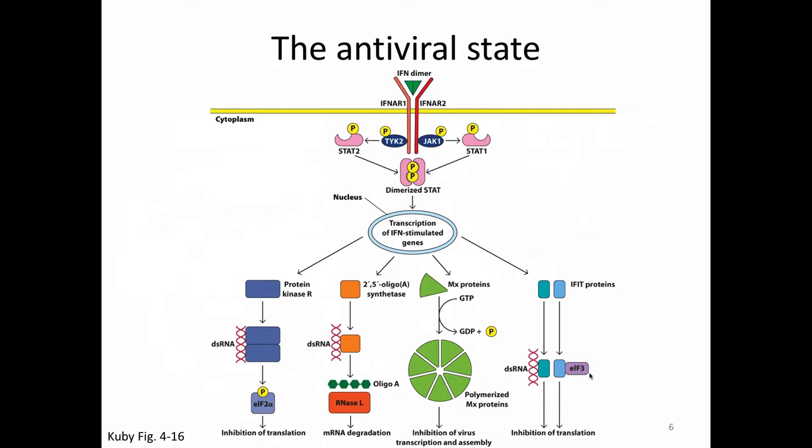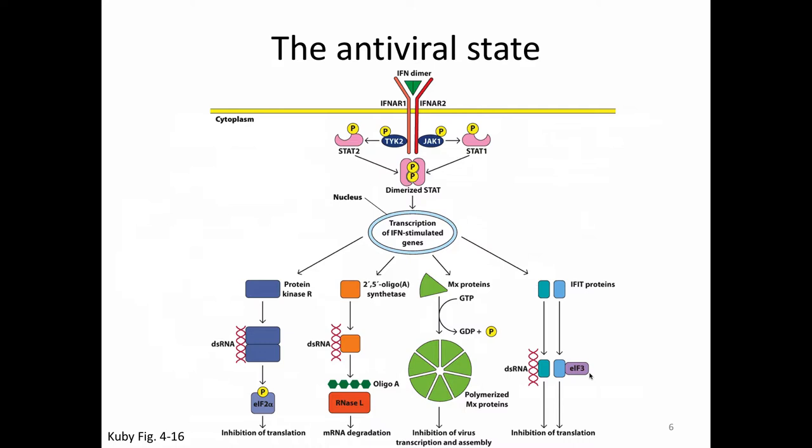We can turn on some proteins that are known as the MX proteins. They actually block assembly of viral proteins. And proteins called the IFIT proteins, which are able to also inhibit translation. So this is a small sampling of things that some interferon-stimulated genes will do. There's one that I learned about this summer that actually basically puts ubiquitins on viral proteins and gets them degraded. It's actually super cool.